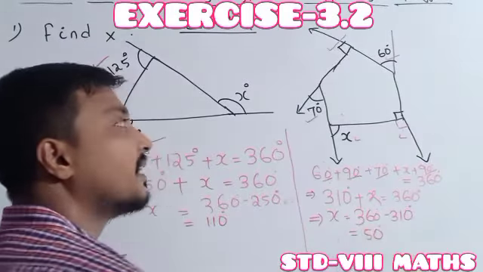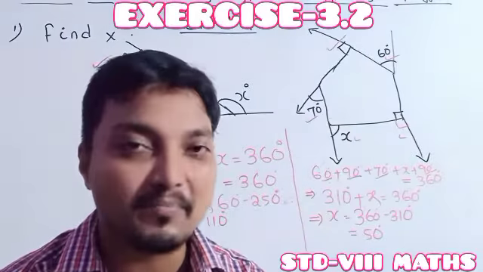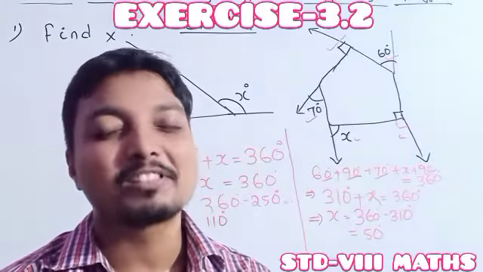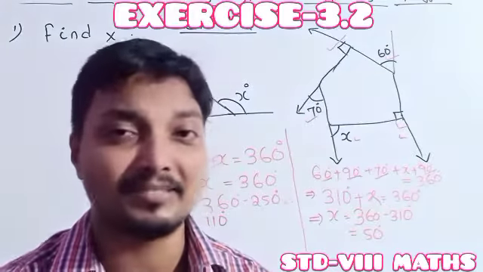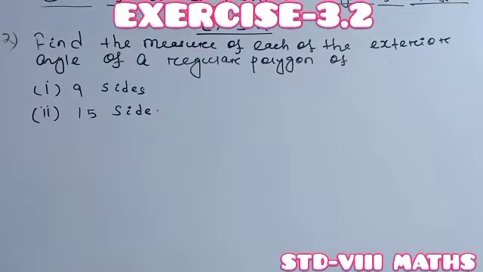How easy? Just tell me. Just like how we did the first question of exercise 3.2, in a similar way we attempt question number 2, which is very easy. Question number 2 is related to a regular polygon. It says that if a regular polygon has 9 sides, what should be each of its exterior angles?